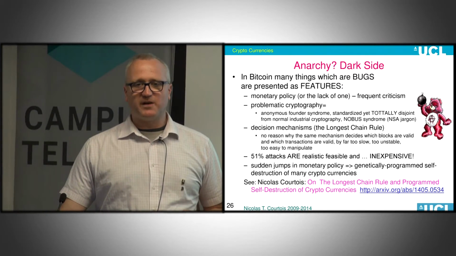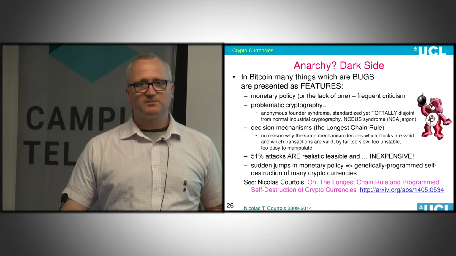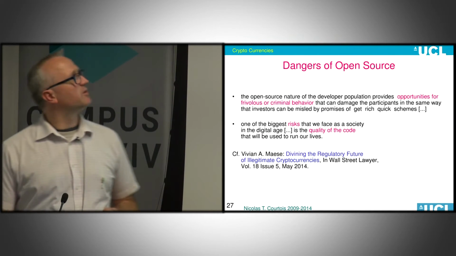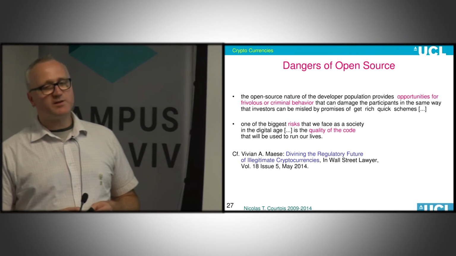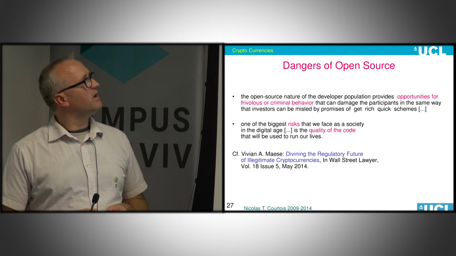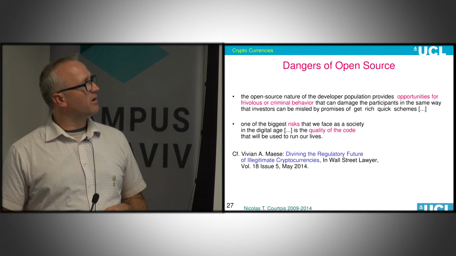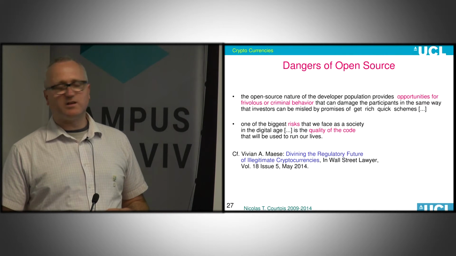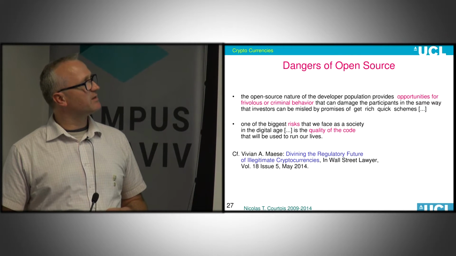But, you know, some things in Bitcoin are problematic. Okay, so let's just look at the cryptography. Open source is a very dangerous model. Okay. So here is what one Wall Street lawyer lady writes about this.